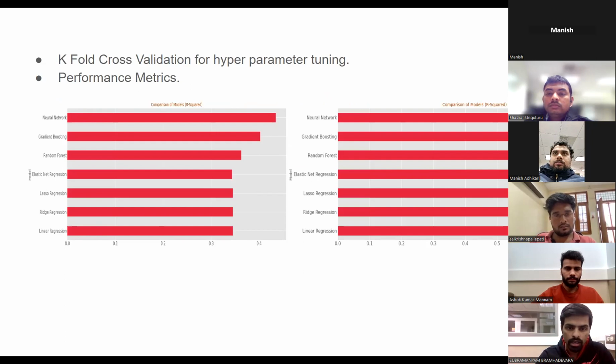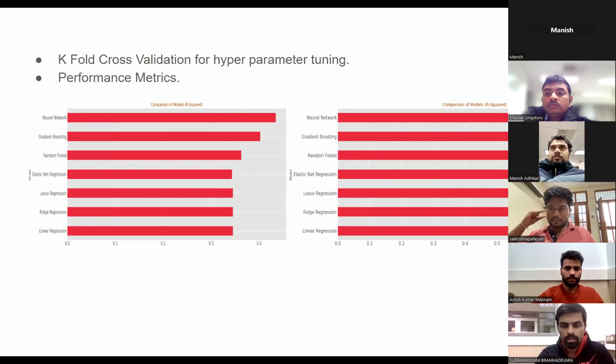So after running each and every model with the help of k-fold cross validation, which is done for hyperparameter tuning, it divides into different folds and gets the R2 score of each fold, and we can find the mean R2 with the help of k-fold. And after finding that, we'll compare the R2 score for each and every model. So the model which has the higher R2 will be the best model.